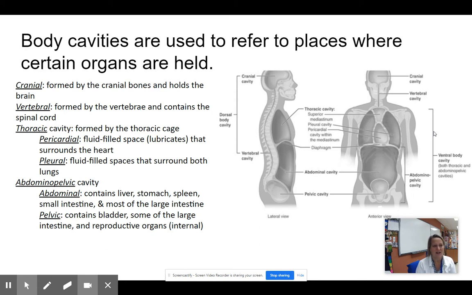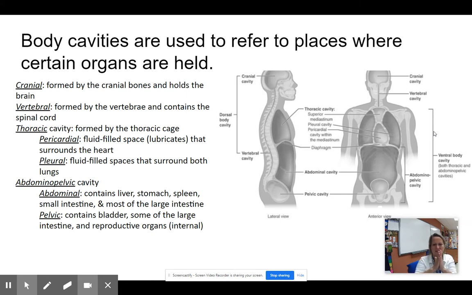Your thoracic cavity is a big cavity, and within that cavity you have your pleural cavities, which surround your lungs, and then you have your pericardial cavity, which surrounds your heart. So it's like three different containers inside the thoracic cavity. If something happens, there's a way to alleviate the spreading of that.